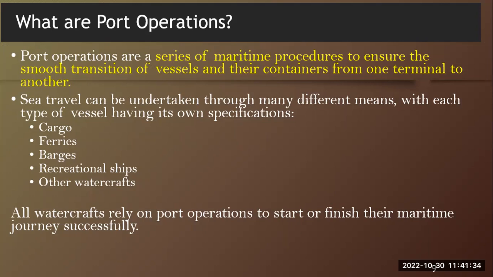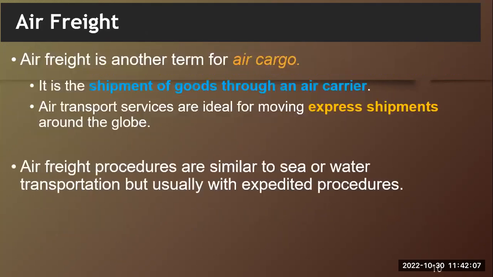Sea travel can be through different means, such as through cargo, ferries, barges, recreational ships, and other watercraft. And all watercrafts rely on port operations to start or finish their maritime journey successfully. Of course, let me state here that as we progress, we will look at other ports like the airport. So everything is not going to be about the seaport, but that's going to be a major part because the majority of our sea freight normally goes to the seaport or the marine transport system.